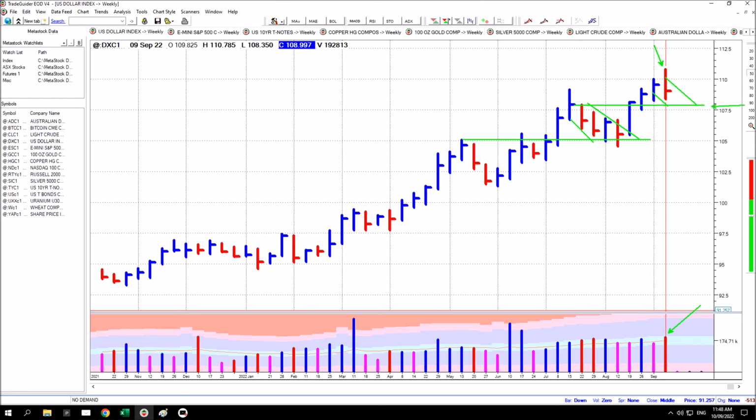A clear break and close below this level would be significant. So watch the 107.5, because that's probably going to be a significant level in the near term. If price remains above that, it's probably stronger than weaker. And if price breaks below that, it's probably weaker than stronger.